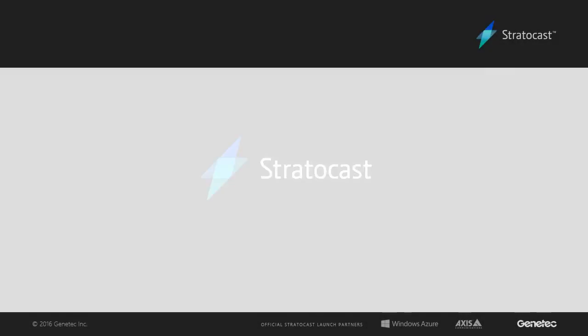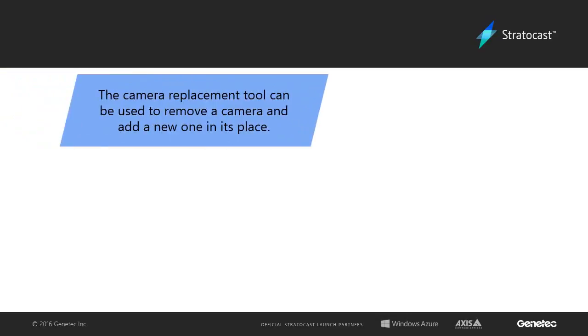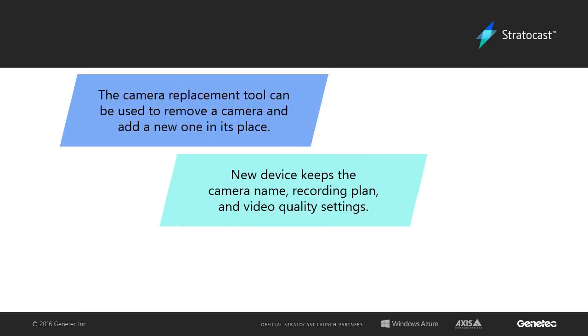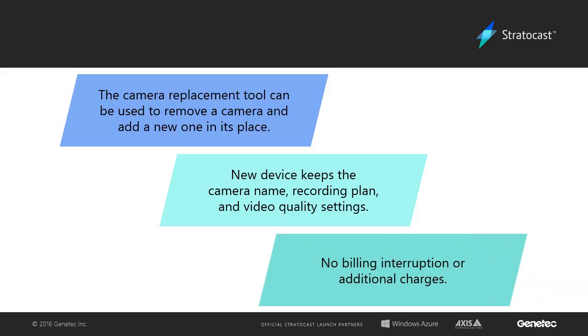Replacing cameras in Stratocast. When we need to replace a camera on a Stratocast client account, we can use the camera replacement tool to take care of removing the previous camera and adding a new one in its place. The new device will keep the same name, recording plan, and video quality settings as the camera being replaced, and no additional charges will be incurred.